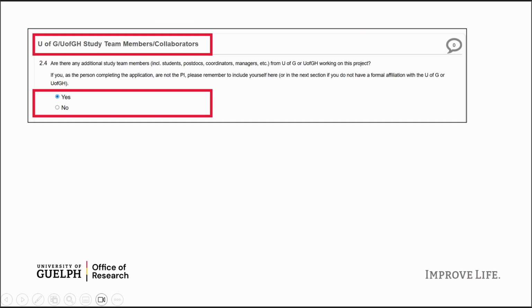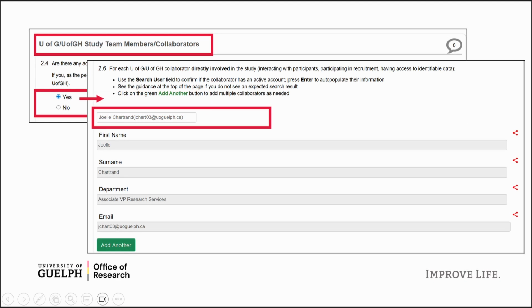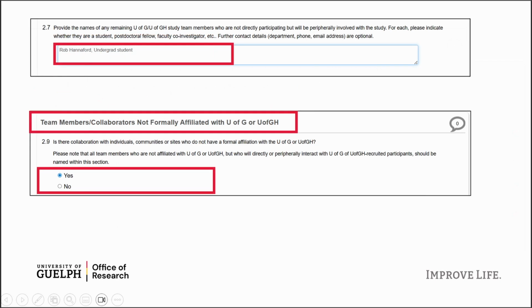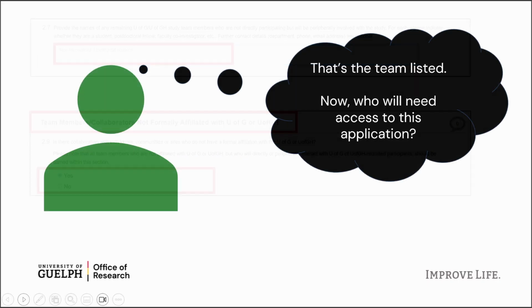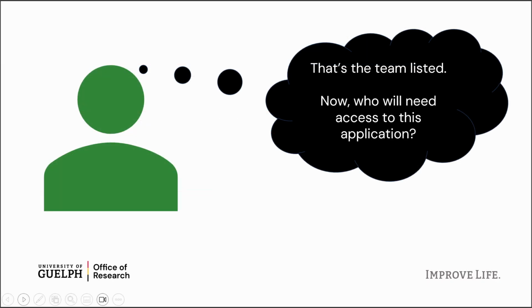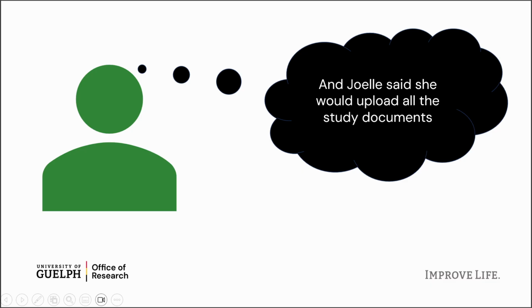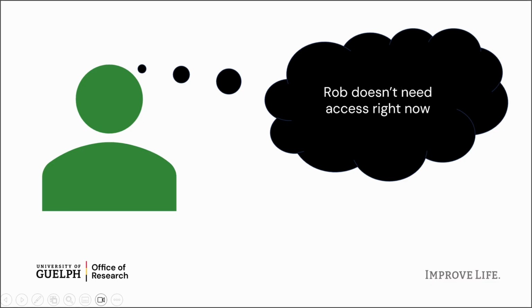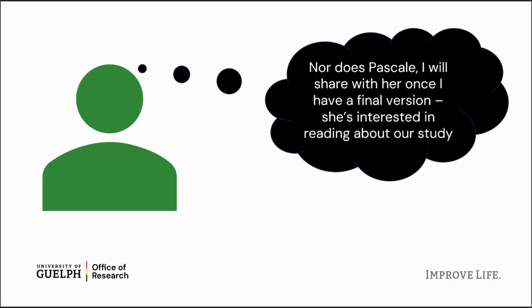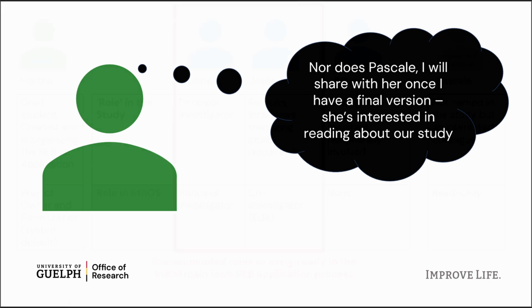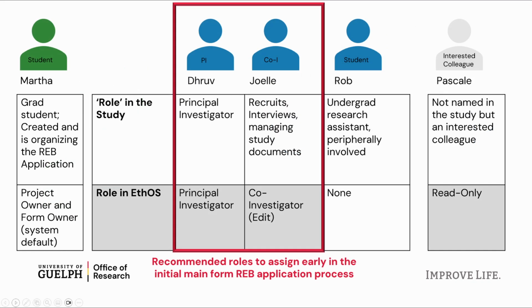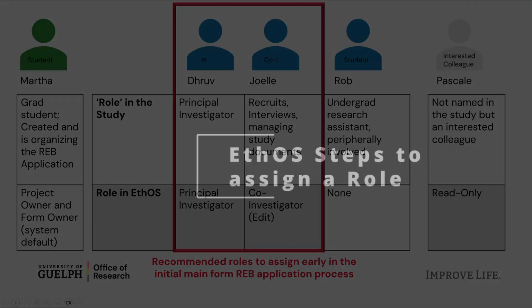The best practice is to assign your roles early while you are creating your main REB application. Once you've listed all your study team members or collaborators, ask yourself who will also need to access the application to either edit, sign, or read it. This doesn't have to be perfect right away, however, because you can assign or change roles at any time in a project's lifecycle. But the most important roles to assign early are the PI role, if that's not you, which must be assigned, and also any co-investigators who might need to edit or contribute to the content of the application.